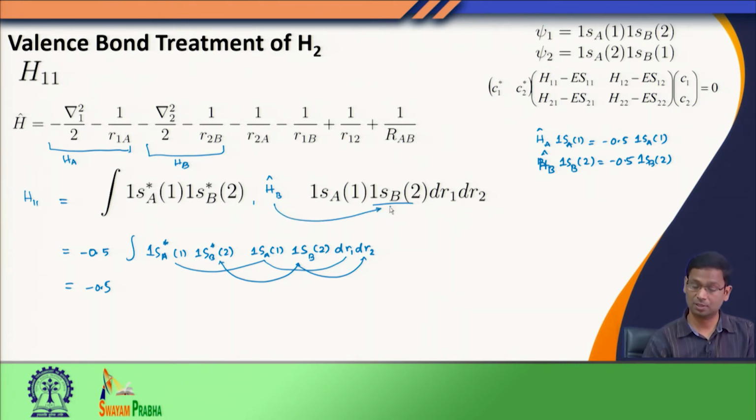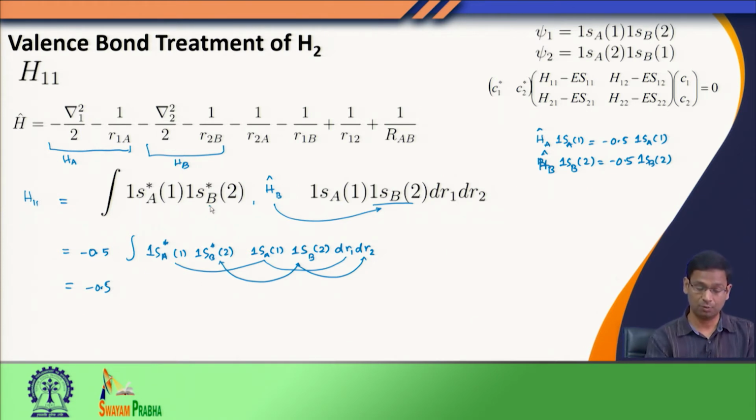So, this operator will now act on 1s_b(2), since we have defined this Hamiltonian in terms of electron number 2. The operators depend on electron number 2, so they will have no dependence on the 1s_a function here, since the 1s_a function depends on electron number 1. When I do this, I get something very similar. When H_B acts on 1s_b, I get minus 0.5 times 1s_b(2). So, in fact, I get exactly the same term.